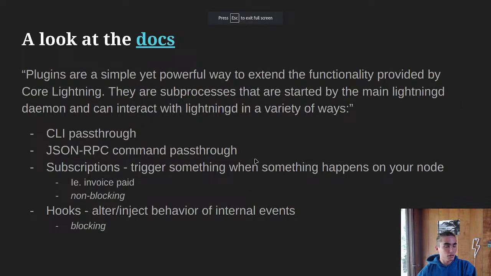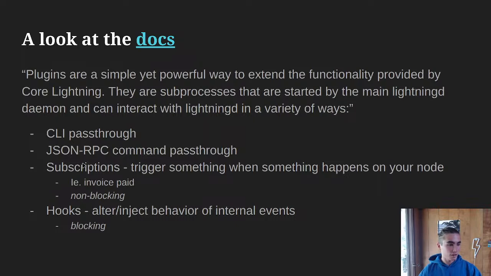So a quick look at the CLN docs. We are already there. There's a link here. It's at docs.corelightning.org, and this is from the plugin development docs. So in the docs, they say plugins are a simple yet powerful way to extend the functionality provided by Core Lightning. They are sub-processes that are started by the main lightningd daemon and can interact with lightningd in a variety of ways. So they're subprocesses, meaning they can be stopped and started individually from lightningd, and like I was talking about, they'll add additional functionality.